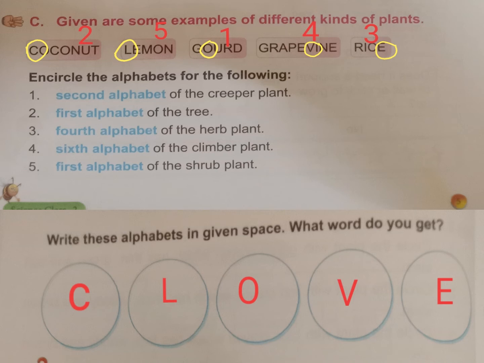The first circle you want to write C. In the second circle you want to write the second one, lemon. You circled the L. Yes or no? You want to put L in the second circle. Third one, what is that? Gourd. You circled O. You want to write O in this circle.